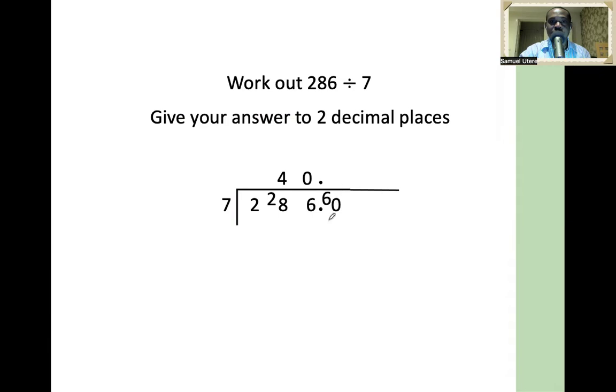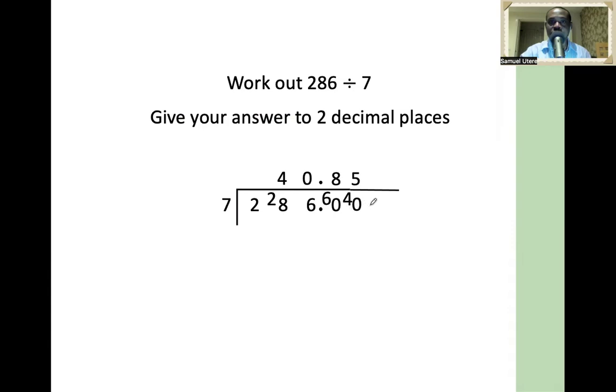60 divided by 7 is 8. So we write our 8 there. Remember, 7 times 8 is 56. So our remainder is 4. Again, you put your zeros there because you need to use the carry that you've got from here. So we'll put our 4 there. Then 40 divided by 7 is 5, of course, because 7 times 5 is 35. So we know our remainder is 5.